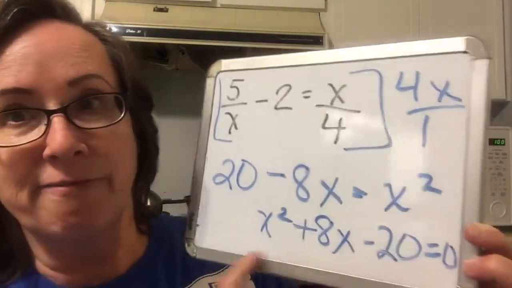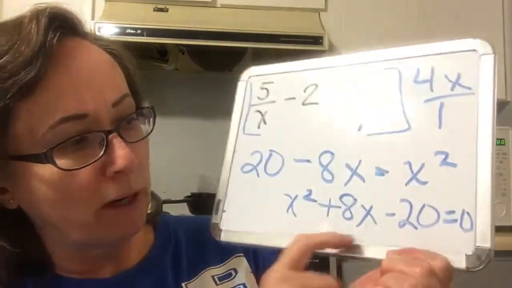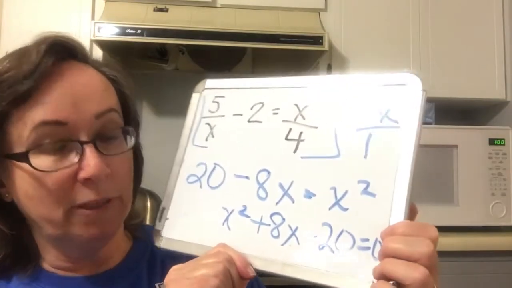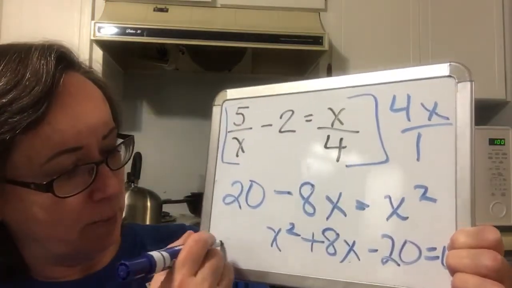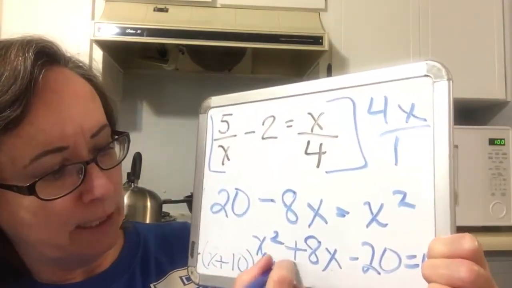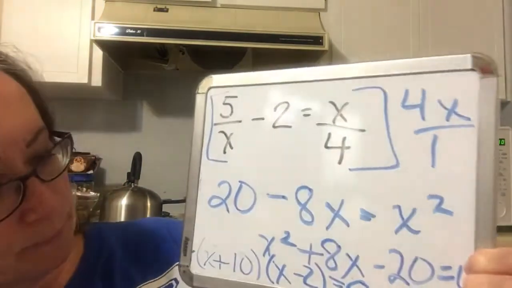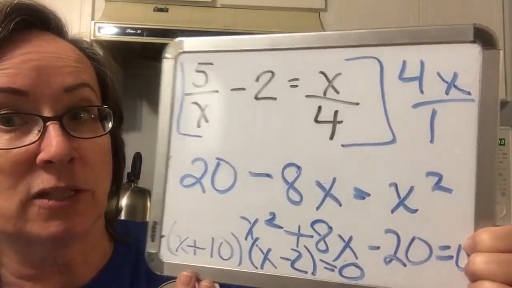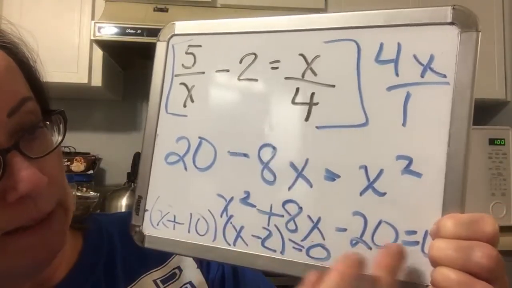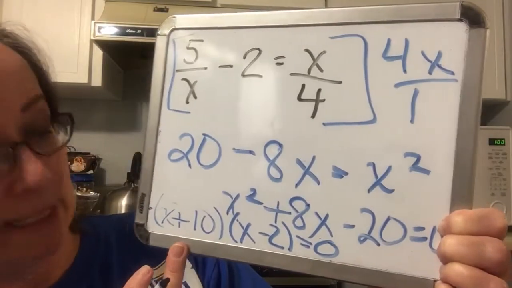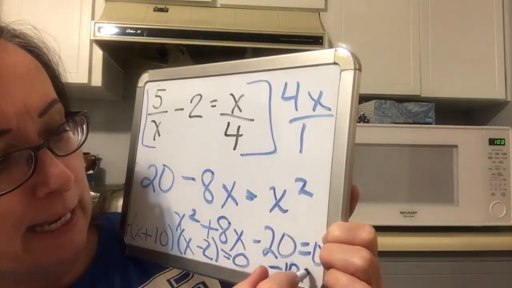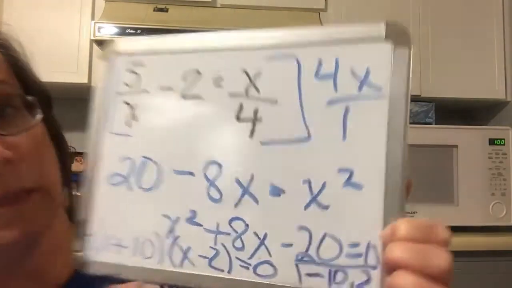Okay, so now I need to factor this. I'm looking for a product of 20, but a difference of 8. So I'm going to choose 10 and 2, and my factors will be x plus 10, x minus 2 is 0. When I solve this equation, x plus 10, x minus 2, I FOIL it, I do get my equation. When I solve it, I get a negative 10 and a 2. So negative 10 and 2 are my 2 solutions.